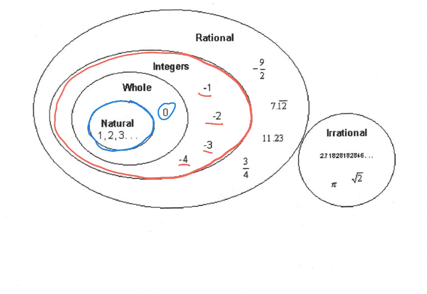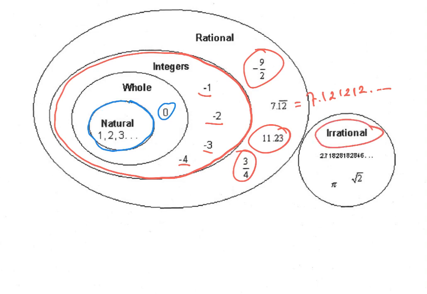Then we have the rational numbers. They include 0, 1, 2, 3, and -1, -2, -3, -4, and also the ratio of two integers. Like 9 is an integer, 2 is an integer, 7.12 repeating, 12 repeating itself. 11.23 is terminating. 3/4 is a fraction, or ratio of two integers. So this is called rational. Again, rational includes integers, whole numbers, and natural numbers.